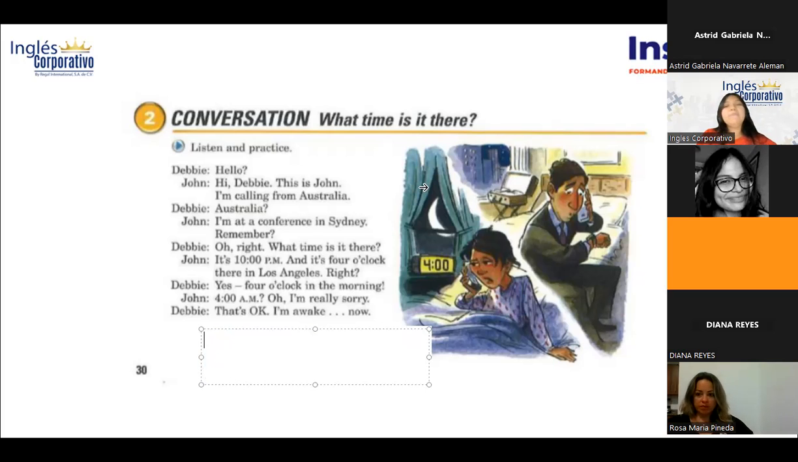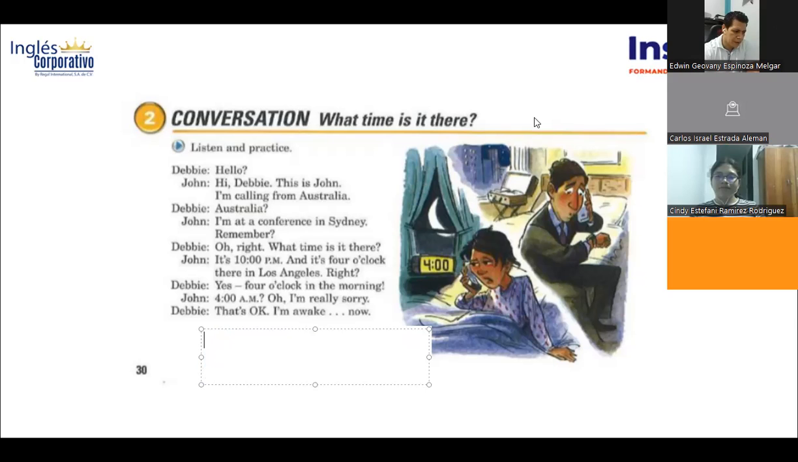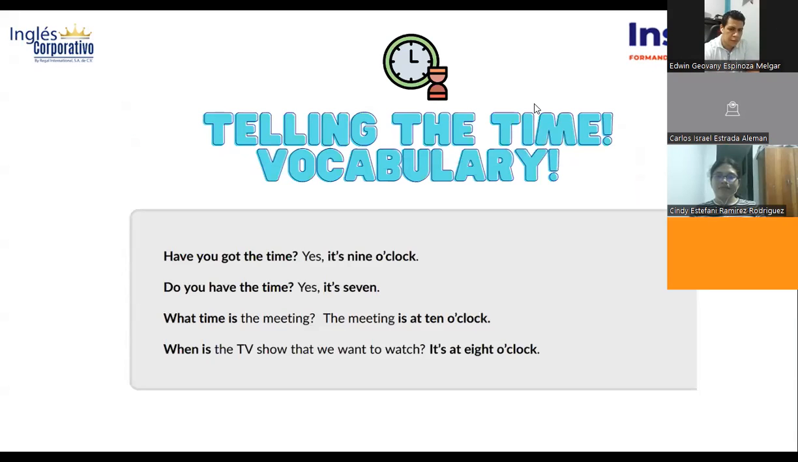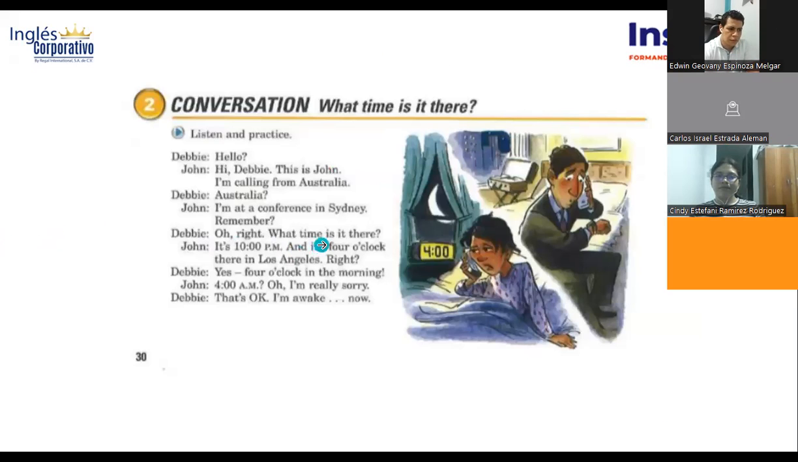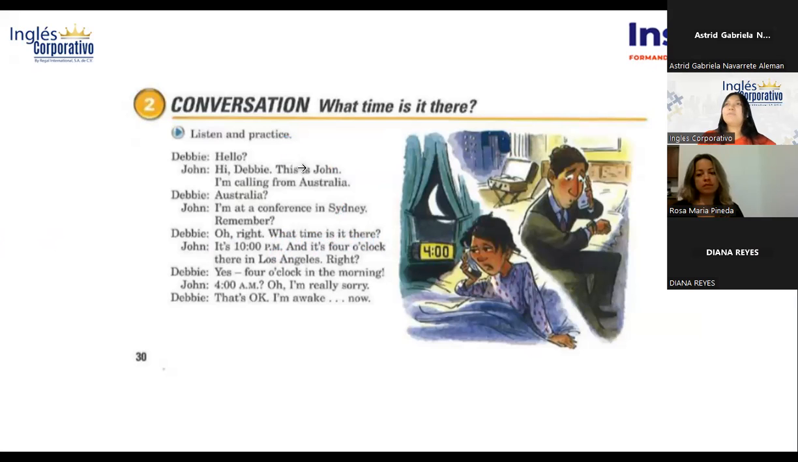Ok, bueno, guys. Now, let's move. Telling the time vocabulary, so expressions. ¿Cómo podemos preguntar la hora? Diferentes maneras. Fíjese bien, la primera es la que vimos acá. What time is it there? Y eso significa qué hora es ahí. Nosotros le preguntamos, ¿y qué hora es ahí? Entonces es, what time is it there?